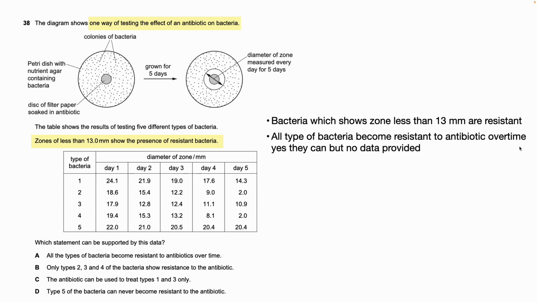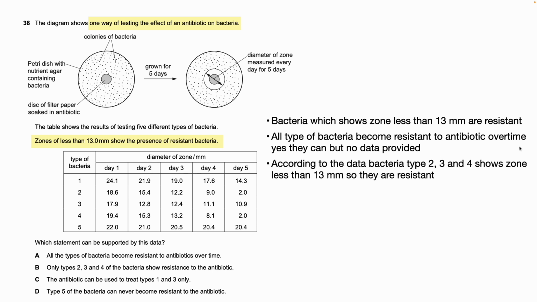Then option B, only types 2, 3 and 4 of the bacteria show resistance to the antibiotic. According to the data, bacteria types 2, 3 and 4 show a zone less than 13 millimeter, so they are resistant. Then option C, the antibiotic can be used to treat types 1 and 3 only. No, it can be used to treat all bacteria.